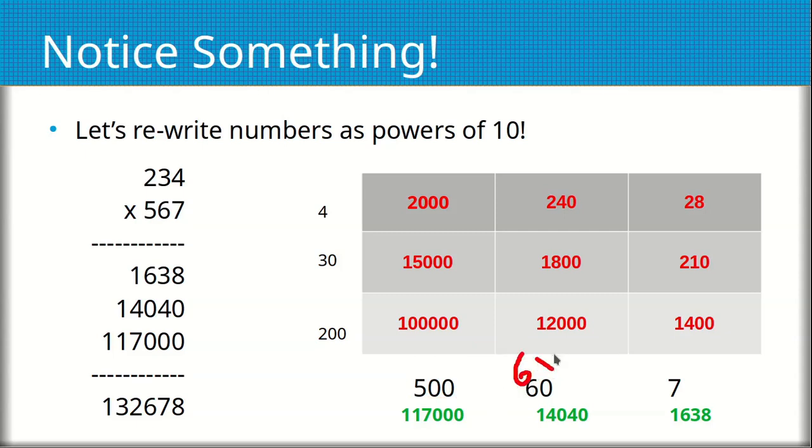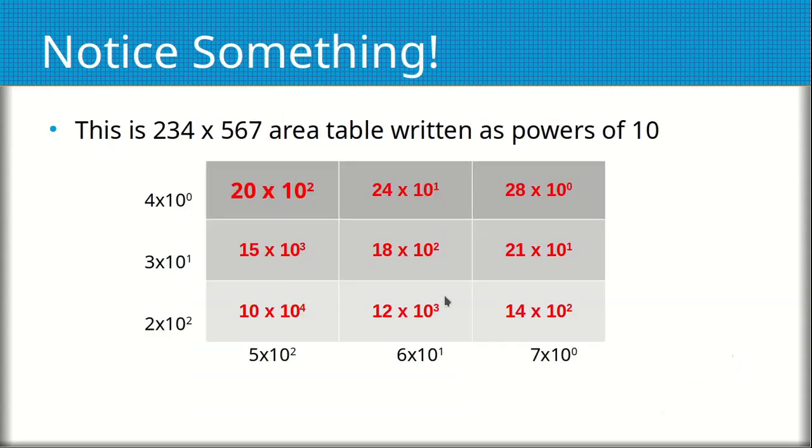60 is 6 times 10. We'll just say it's to the power 1. And 7 is 7 times 10 to the 0, because any number to the power 0 is 1. Okay? So let's go through this. We now have the same exact multiplication, 234 times 567, written as powers of 10.